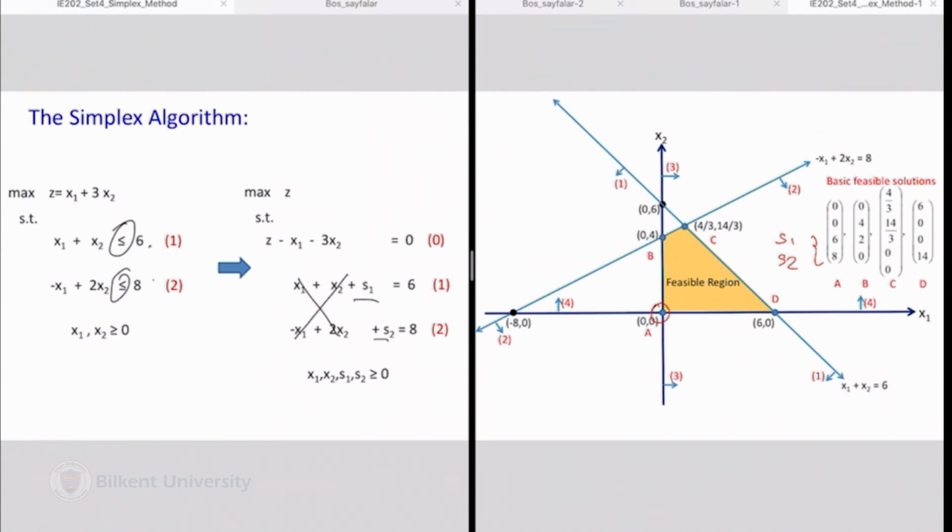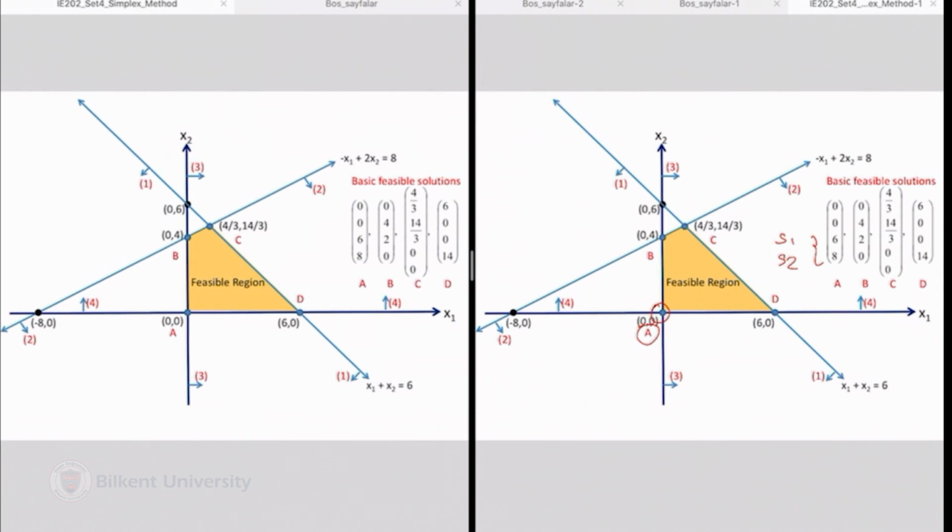Sounds good? Okay, so now I have my basic variables. I'm at point A, and I also have to find out what the z value currently is at this solution, and whether I can improve it by going to neighbors or not. All right, that's the idea. Sounds good so far?